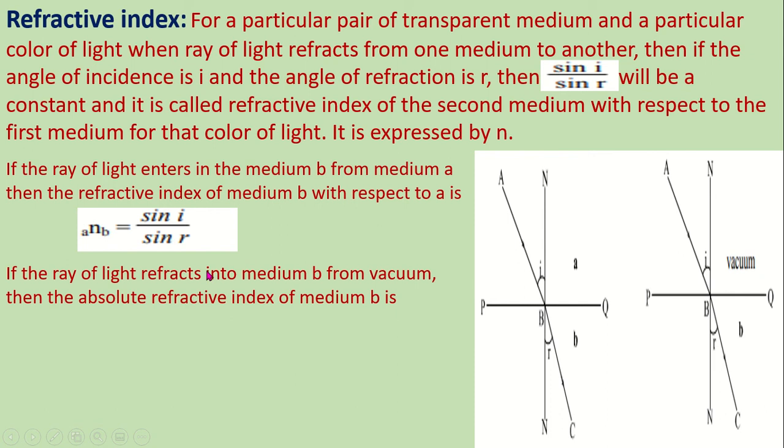If the ray of light refracts into medium B from vacuum, then the absolute refractive index of medium B is nB. So if light is coming from vacuum to any other transparent medium, at that time we will only write the index on the right hand side, not on the left hand side. So at that time the refractive index can be written as nB equals sin i by sin r.